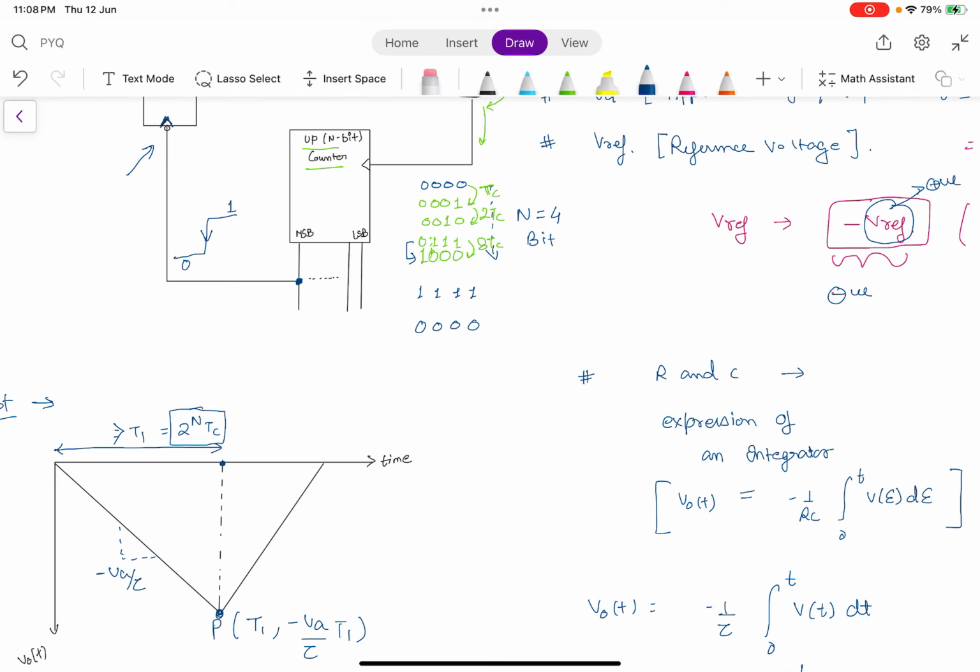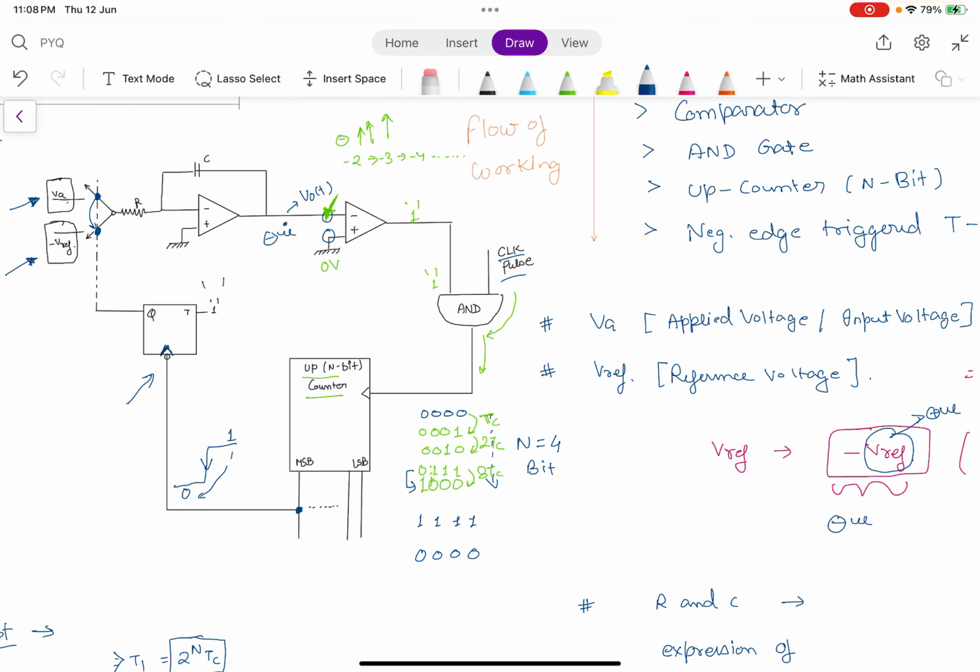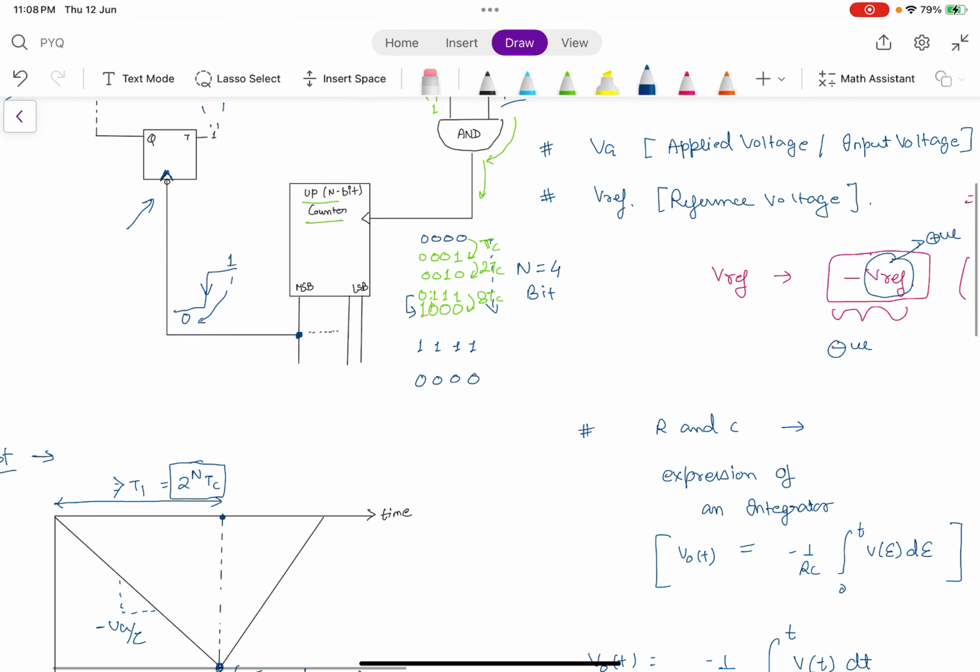But what I said is that the MSB bit will change from 1 to 0, and only then the key value changes from VA to minus V reference. So we have to see at what value this MSB goes from 1 to 0. It is the only one value, when the counter goes to its maximum 1111 at the 15th Tc, and then at the 16th clock pulse it goes from 1111 to 0 again. So look, the MSB goes from 1 to 0.